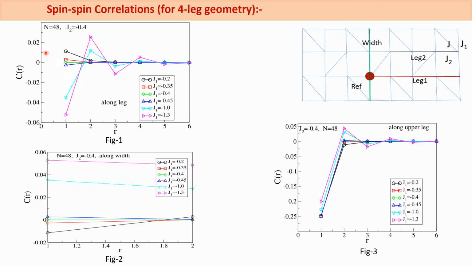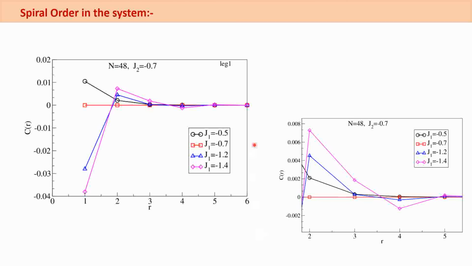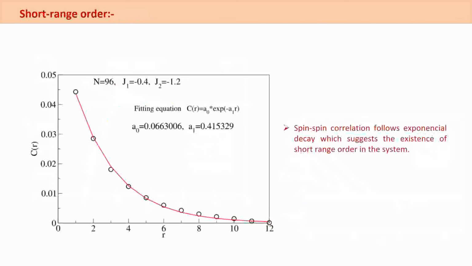We have also seen that when J1 is equal to J2, the correlation is 0 along the leg and along the width also, but along the diagonal it takes the value 0.25. So a perfect dimer is formed in these cases. We have also shown the existence of the spiral order, which exists between the stripe and the perfect dimer region. Our spin-spin correlation follows an exponential decay, so very short range order exists in the system.